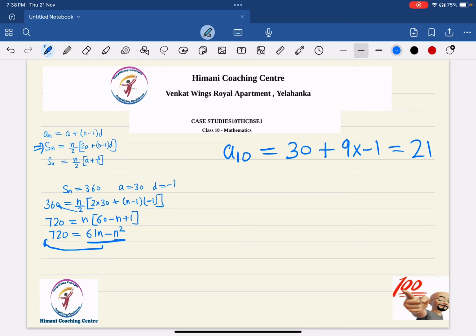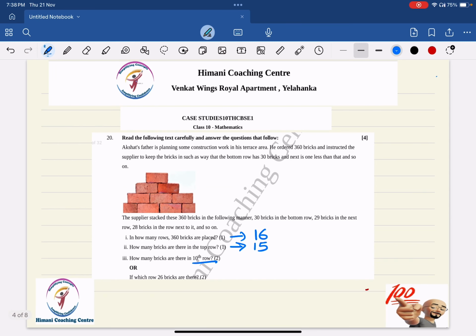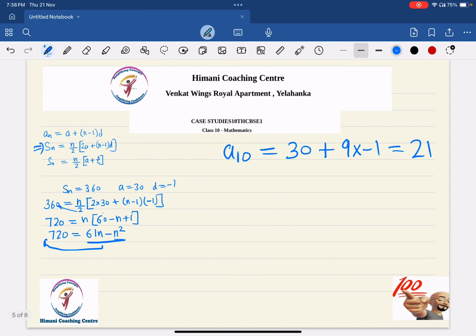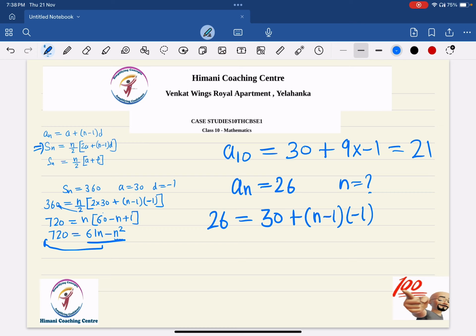Okay. Now the next question, let me see the question. It says, in which row are there 26 bricks? Now they are saying if an is 26, there are 26 bricks in that row, what should n be? So we know everything. So let's put in the formula an, which is 26, equals a, which is 30, plus n minus 1 times d, which is minus 1. Now bring 30 to the other side, it becomes minus 30, and n minus 1 times minus 1.